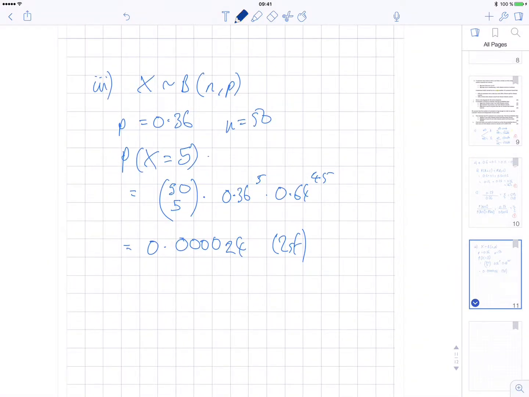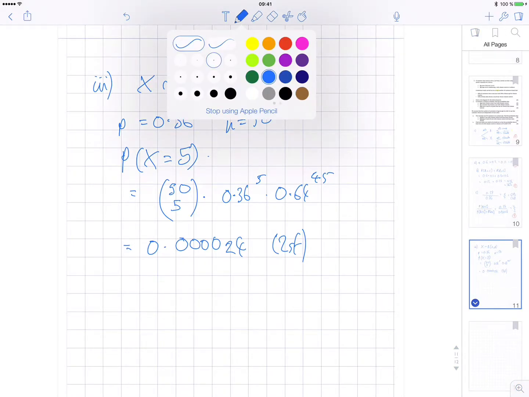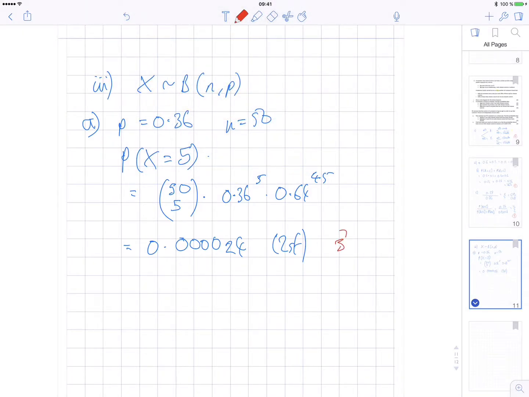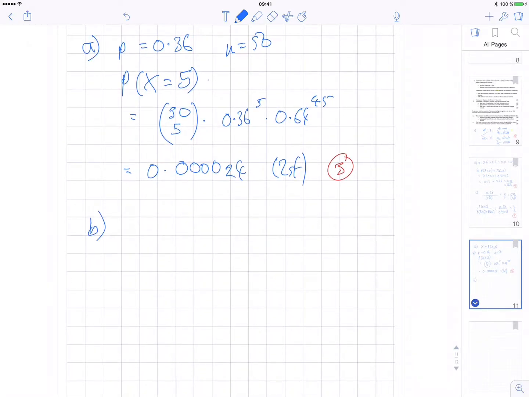That was part A, and that was worth 3 marks. Part B: between 10 and 20 cars, so that does not include 10 and it doesn't include 20, so I need to have 11, 12, 13. So I'm going to use a cumulative one, so I want to have 11 to 20. Quite a few ways of doing this.